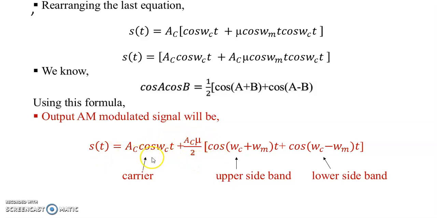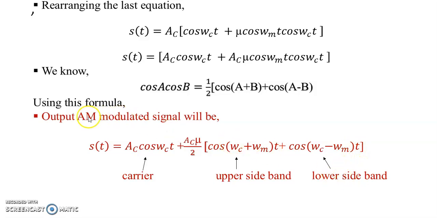Here you can see this AM modulated signal has three components. The first component is Ac cos ωct. This is nothing but our carrier signal. And the next one is Ac into μ by 2 into cos of (ωc plus ωm) t. So carrier frequency plus message signal frequency. This gives the upper sideband. Okay, and ωc minus ωm. This will give the lower sideband.